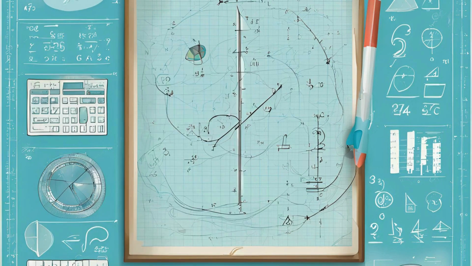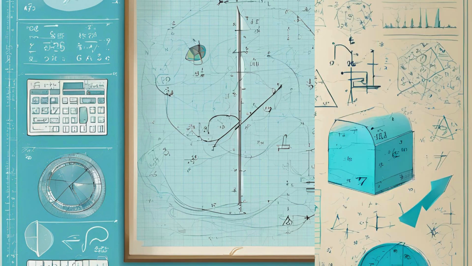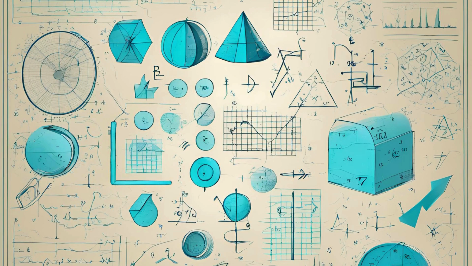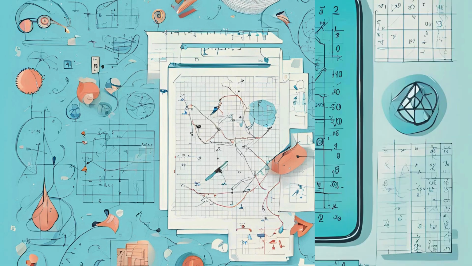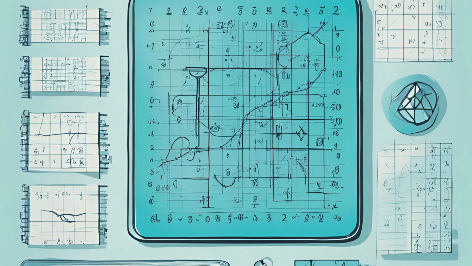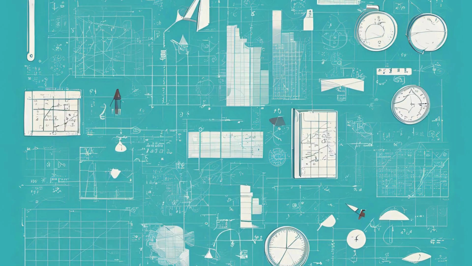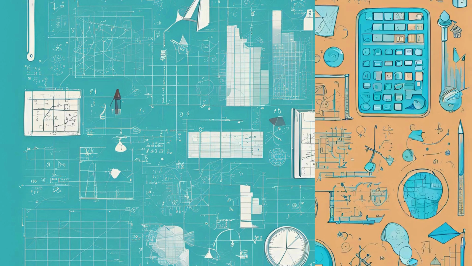Okay, let's test your 2D shape knowledge with these quiz questions. First question, how many sides does a pentagon have? A pentagon has 5 sides. 5 sides, that's right. Next question, what's the difference between a square and a rectangle? All right, so both shapes have 4 sides and 4 right angles. But the difference is that a square has all 4 sides equal, while a rectangle only has opposite sides equal.